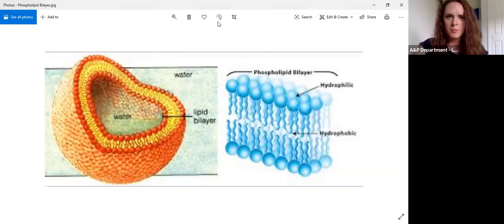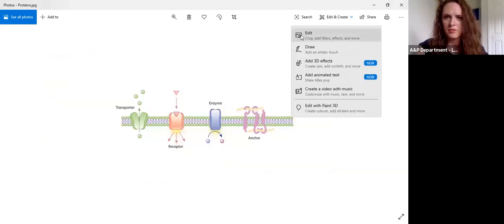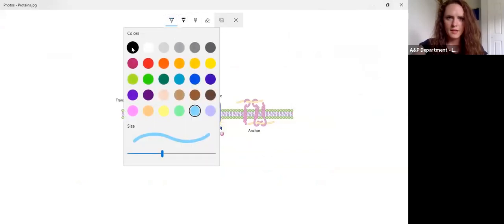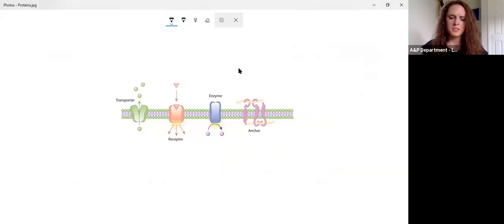Then we have proteins. I'm going to get to my proteins. So this is not all of the proteins, it's just the best picture I could find. So I'm going to draw. Okay. So proteins, you can see here, you have your phospholipid bilayer. These proteins are embedded inside that bilayer.